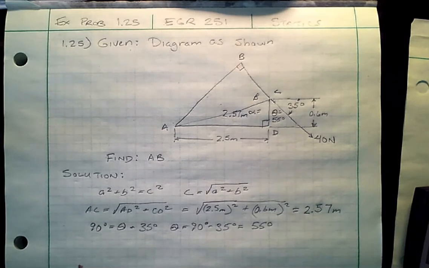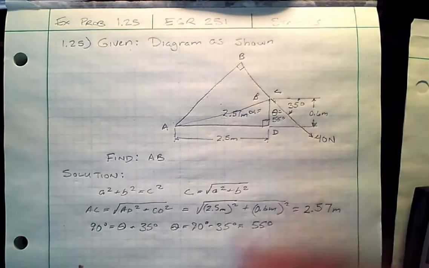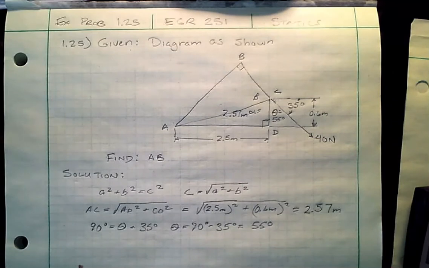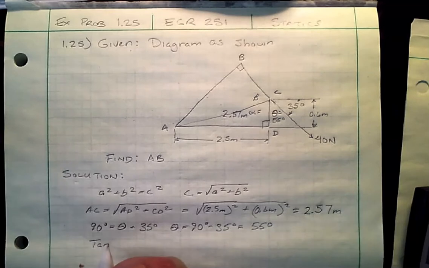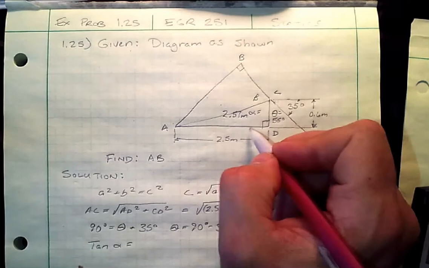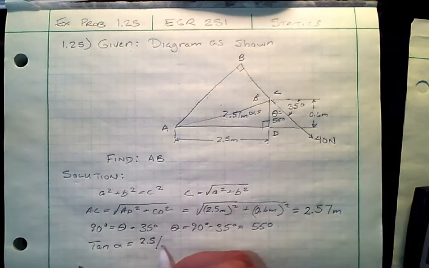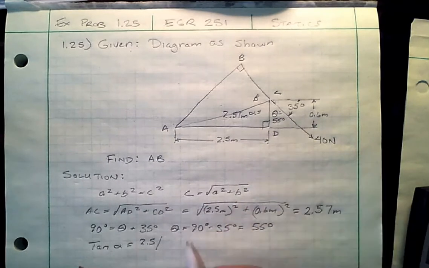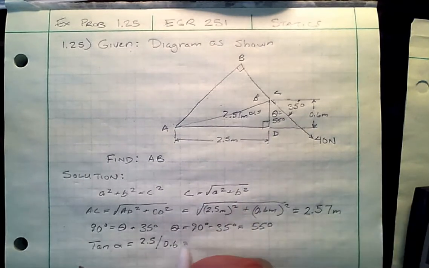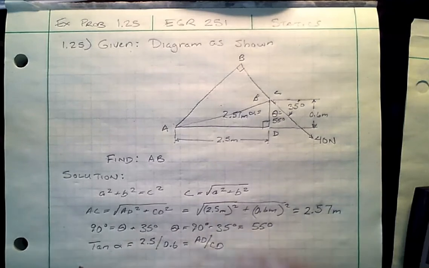So we can use just about any technique. If we go with that angle, we could use sine, we could use cosine. The reality is, let's go with tangent, right? So tangent of, in this case, alpha is going to be equal to the opposite, in this case 2.5, divided by the adjacent, which is 0.6. Or if you prefer, we can write it out. It's going to be equal to side AD divided by side CD, right?